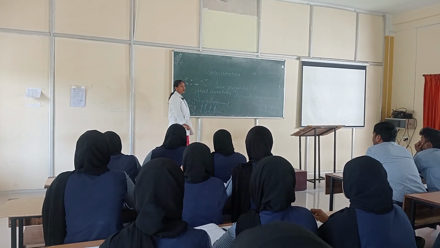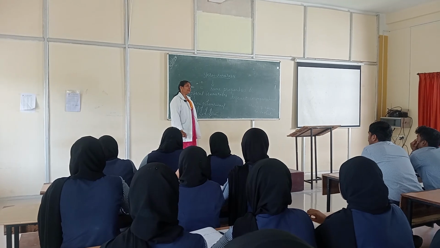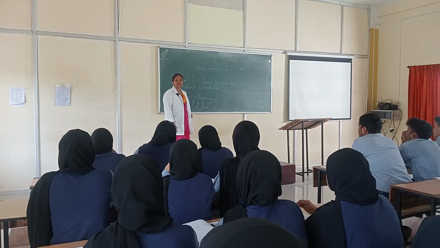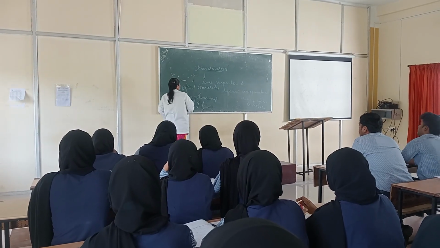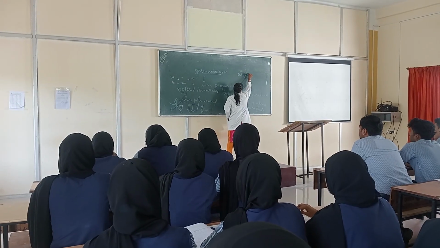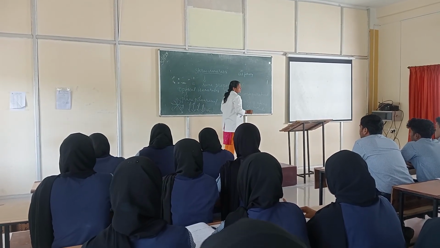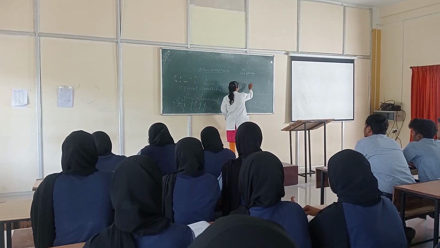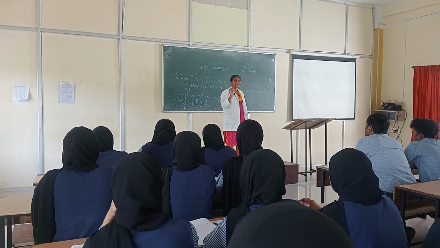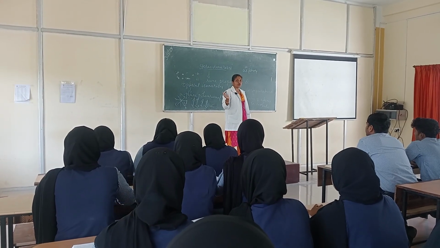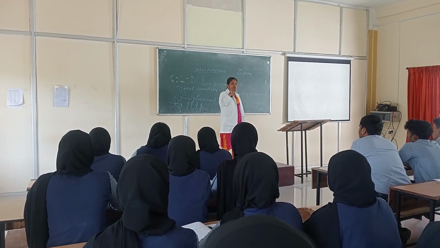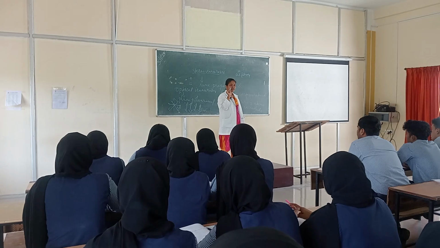Next, geometrical isomerism. Geometrical isomerism means having two isomers, the cis form and the trans form. For example, we can take lactic acid. Generally, compounds have chiral and achiral carbon atoms. Chiral means a carbon which is attached to four different atoms.